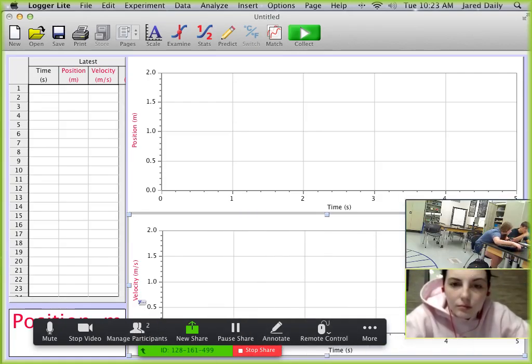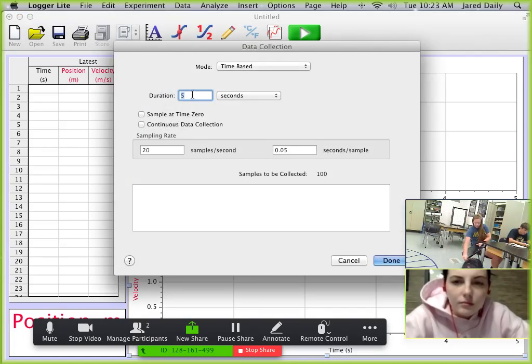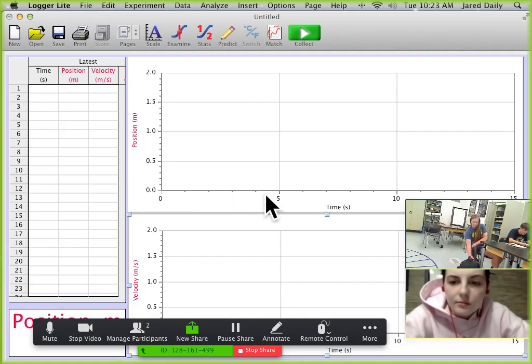Okay? Now when you go up to change the time, if I go up to experiment and I change my time, go under data collection, and I change to say 15 seconds, and then I'm done, it will usually change the graph down here to 15 seconds.